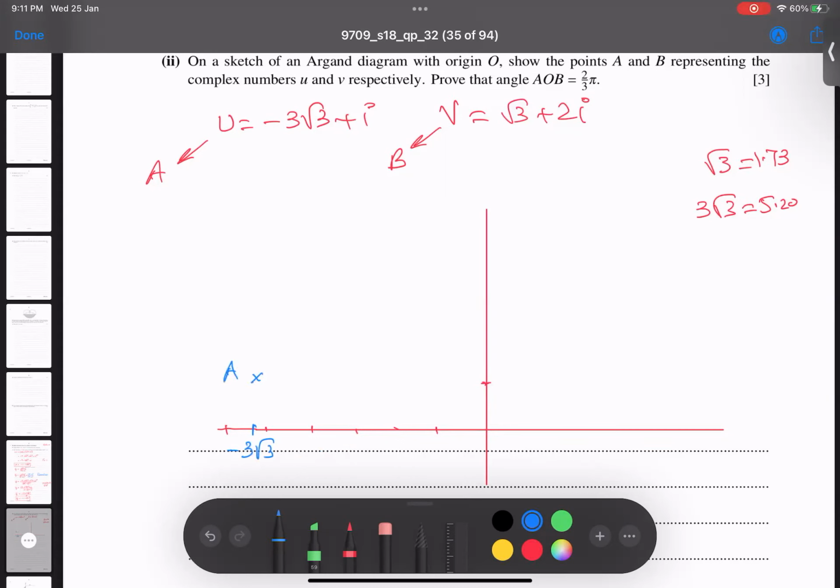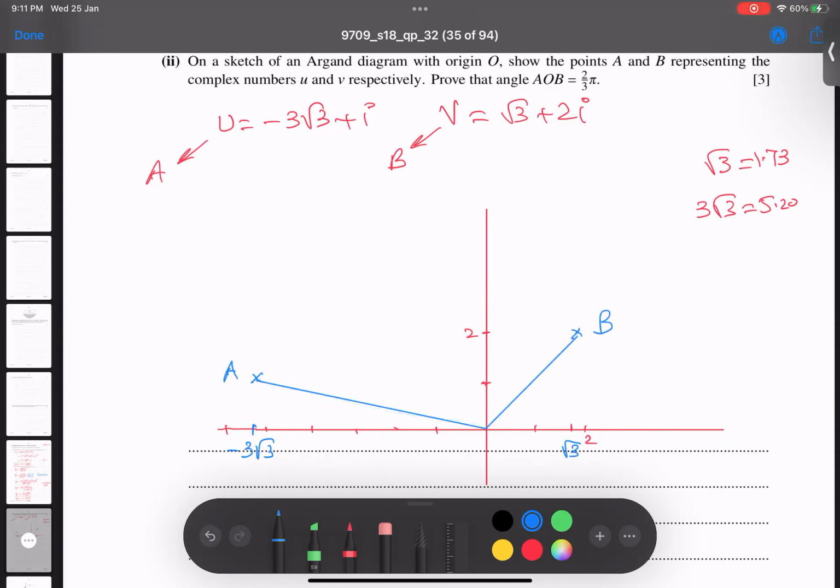Now, where is the other point? X is 1 and y is 2, but it is 1.73, approximately close to 2. So this point is root 3, and this is 2. Now I can label this point as B, and join it with the origin O, and similarly join the other point.